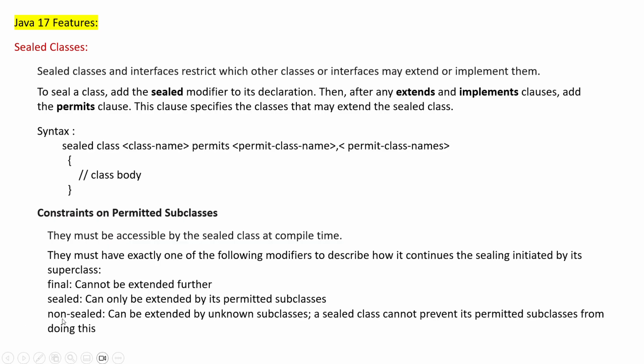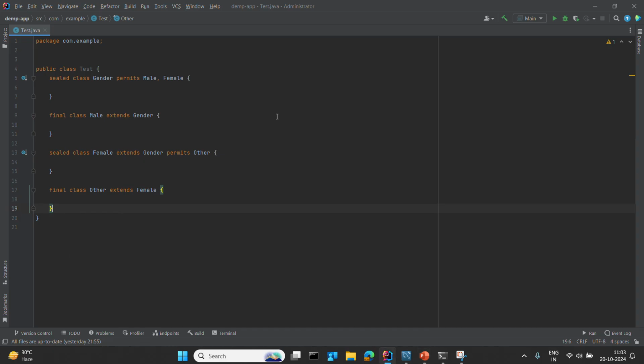Now we can declare the subclass as non-sealed, so it can be extended by unknown subclasses, whereas sealed cannot prevent the permitted subclasses from doing that. Now for this class there is a restriction: only these classes can be extended. But while declaring the subclass, we can declare that class as final, or we can declare that class as sealed.